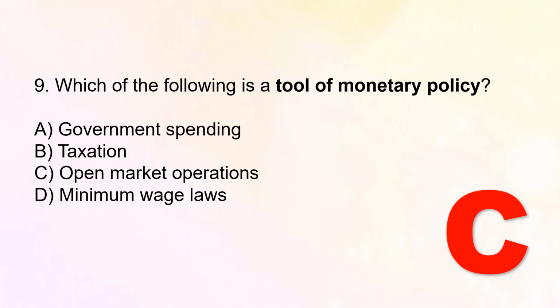Letters A and B are incorrect because government spending and taxation are fiscal policy tools, not monetary policy. Letter D is incorrect as well because minimum wage laws are labor regulations, not a monetary policy tool. So only letter C is the correct answer.